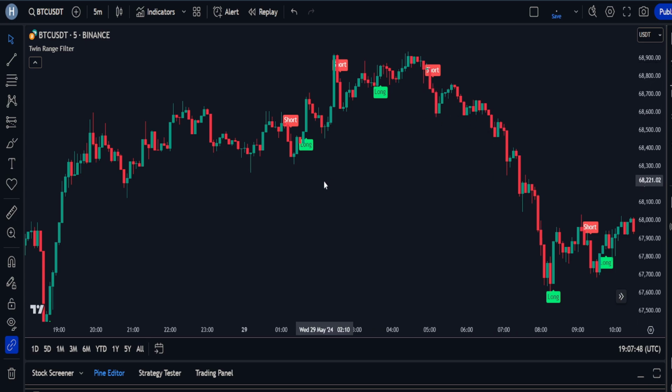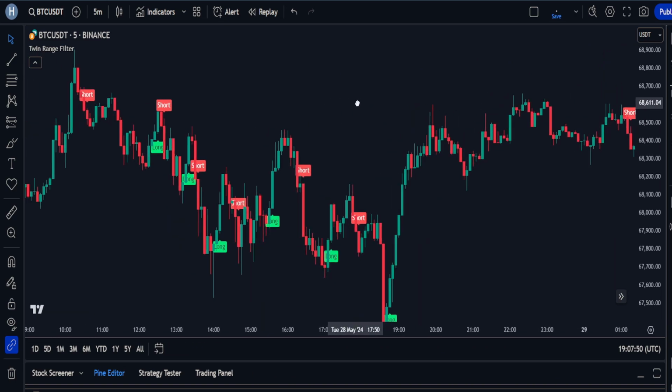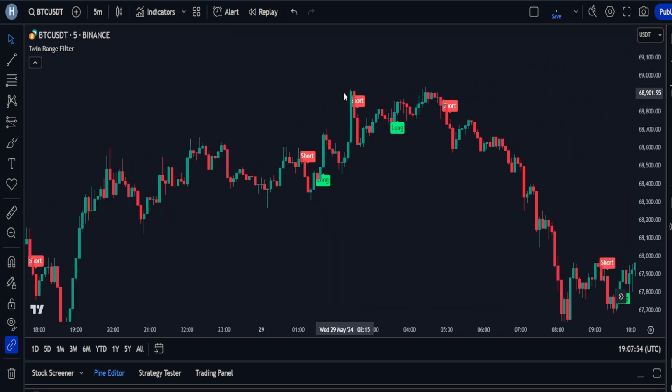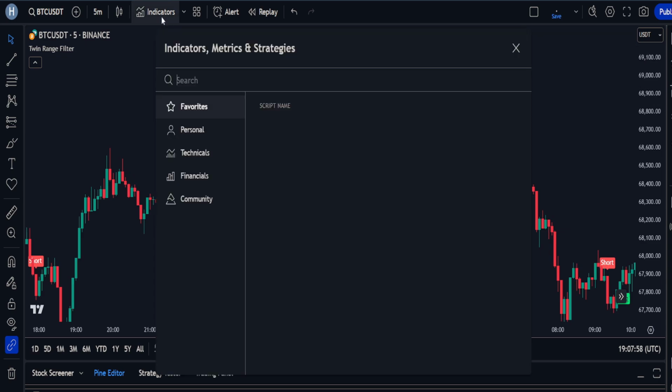a sell position. The indicator calculates the price range over a specified period, which helps in determining the volatility and strength of the current trend. But as you can see, this indicator also gives many false buy and sell signals. So to be safe from these signals, let's add the second indicator of this strategy to our trading chart.